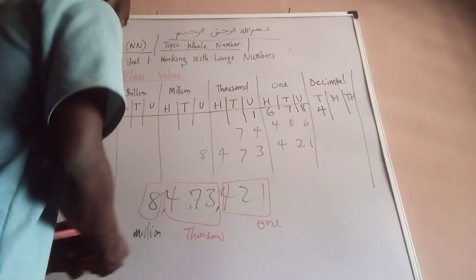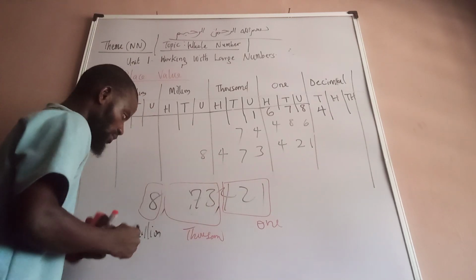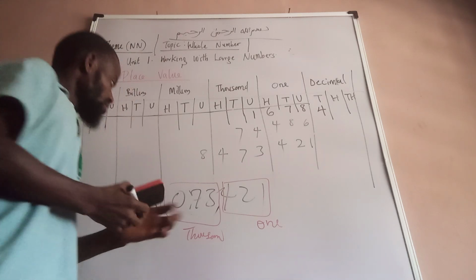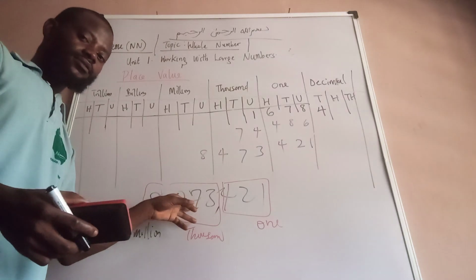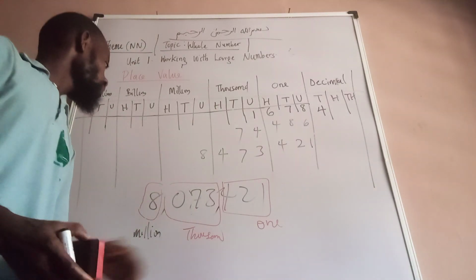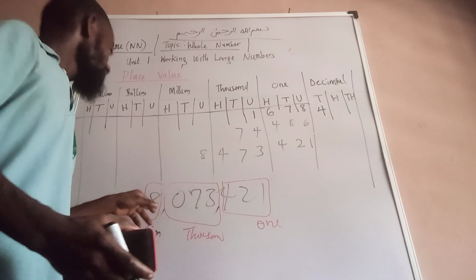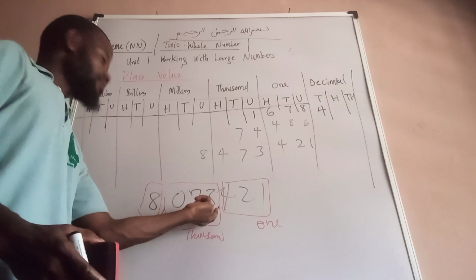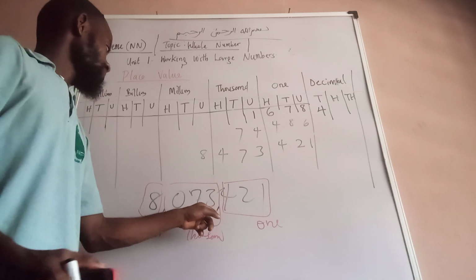8,473,421. Now let's say we have something like this. This one is not here. We don't have 0 here. This one was 8,073,000, not 0 and 73, not 0 and 73,000. Because I see some of you are saying 0 and 73,000. No. 8 million. Because this 0 doesn't have anything here. The only thing that we have is 73,000. 8 million. 73,000.